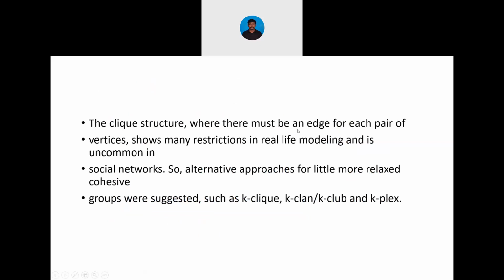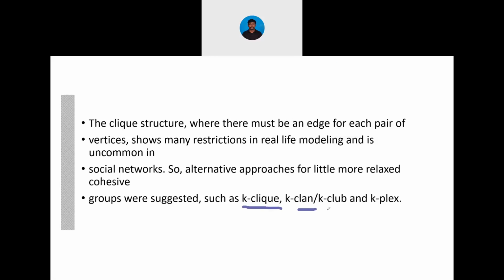The clique structure, where there must be an edge for each pair of the vertices, shows many restrictions in real life modeling, and it is uncommon in social networks, right? It is uncommon in social networks. So for a particular node in a network, we couldn't reach each and every vertex in that network in a real social network. And hence we are going for an alternative approach.